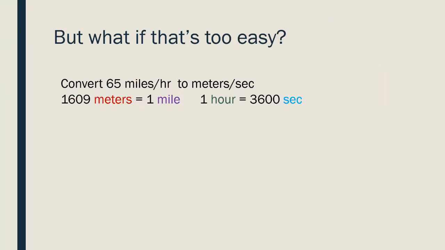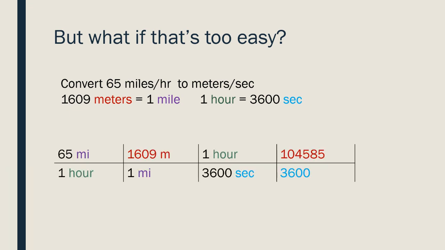So now sometimes you have to convert things that are both the top and the bottom. So here we have miles per hour, and we got to go to meters per second. So you know the relationship between meters and miles and hours and seconds. So we're going to start with our miles per hour, 65 miles in 1 hour. And basically you choose which one of these you want to get rid of first. So I've chosen to get rid of miles first. So I've put miles in the denominator. That gets rid of miles, and there's 1609 meters in 1 mile.